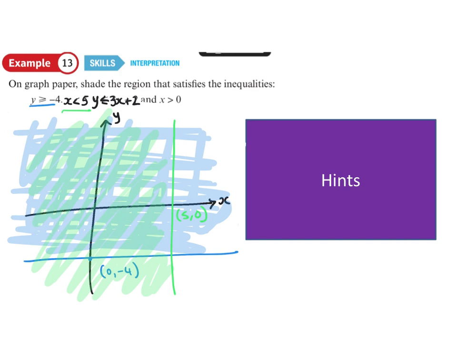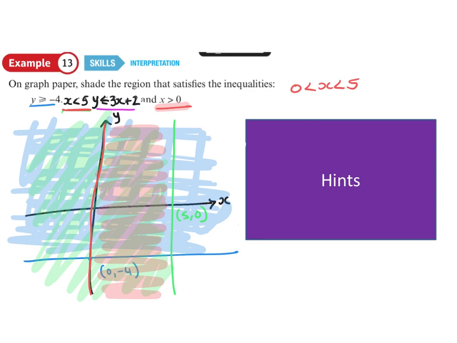Then we also have x is greater than 0, so that's got to be in this bit now. Okay, so they should have written that as 0 is less than x is less than 5. They shouldn't have given us 2. That's not very nice. And then the last one is y equals 3x plus 2.